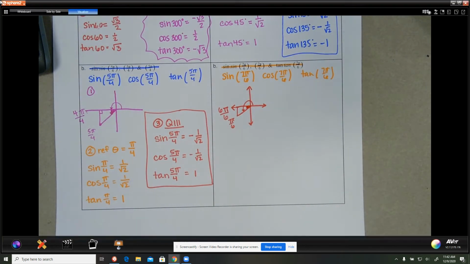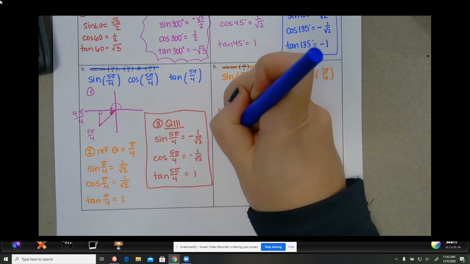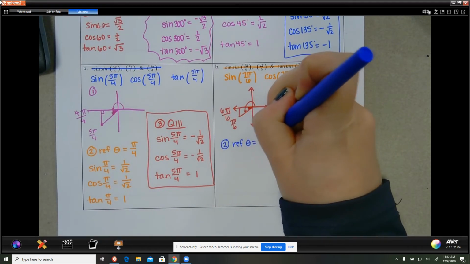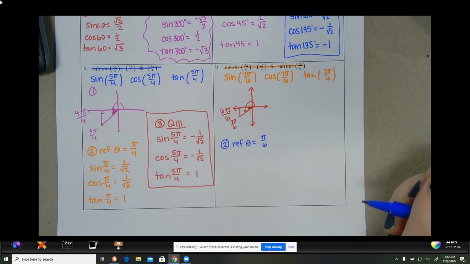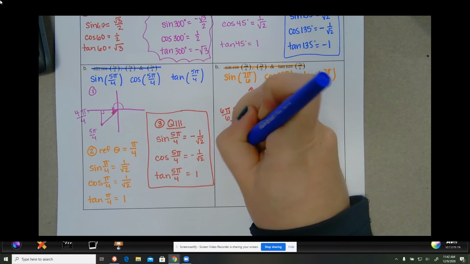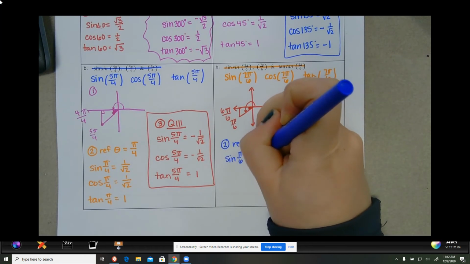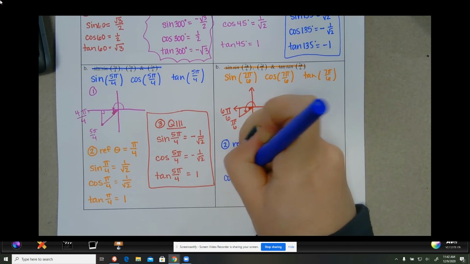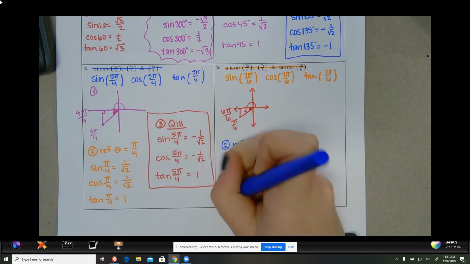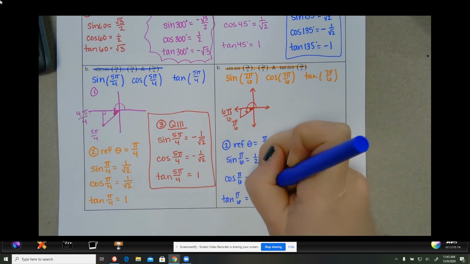So my reference angle is going to be 7 pi over 6 minus 6 pi over 6. Well, that's just 1 pi over 6. So my reference angle is pi over 6, which I can go back to that first chart, and that is the same thing as 30 degrees. So I'm going to use that for all these. Sine of pi over 6 would have been equivalent to 1/2. Cosine of pi over 6 is equivalent to root 3 over 2. And tangent of pi over 6 is equivalent to 1 over root 3.